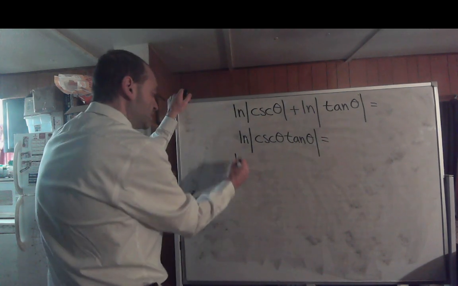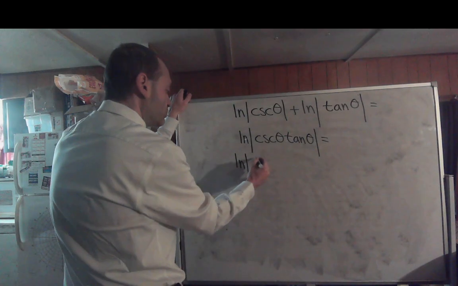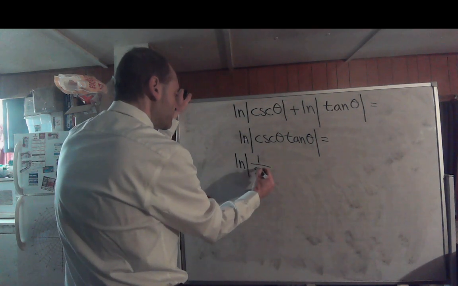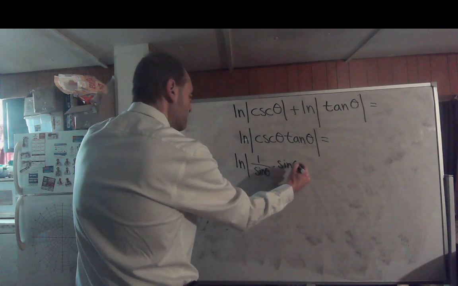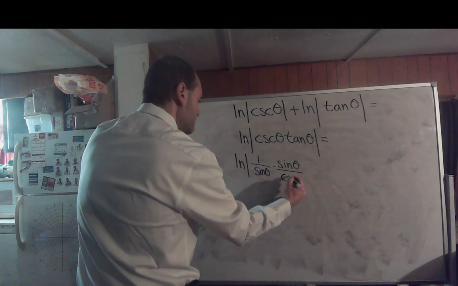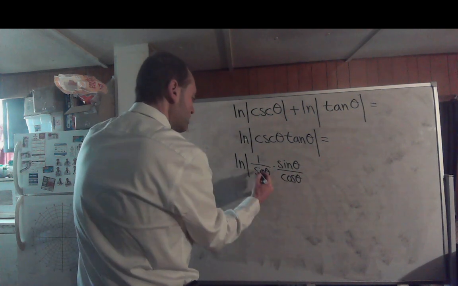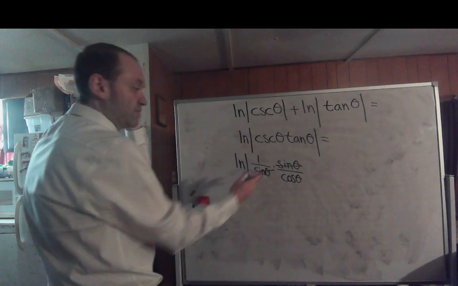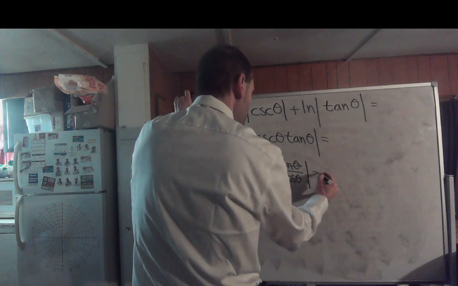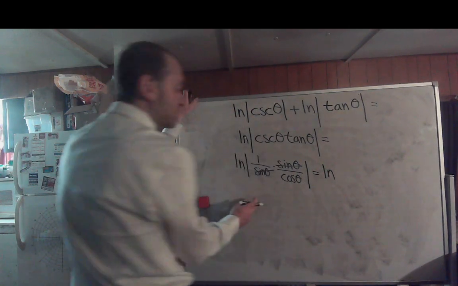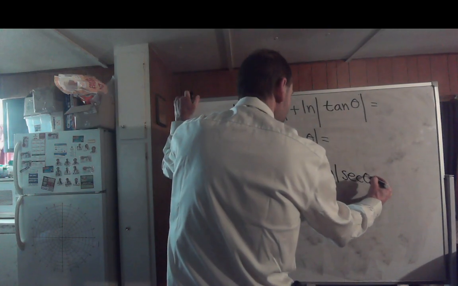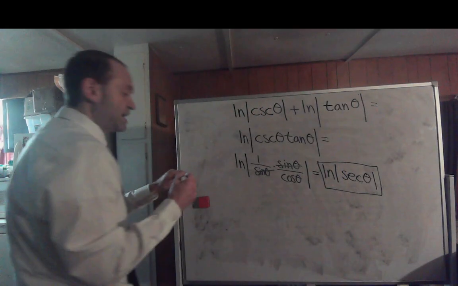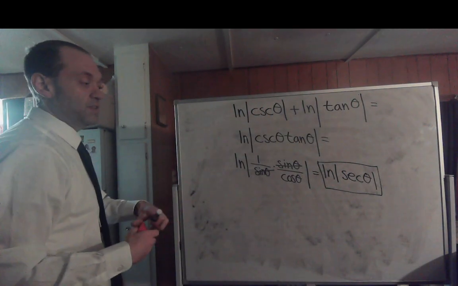Well, this would simplify into the natural log of 1 over sine of theta times sine of theta over cosine of theta. Your sines will cancel out, giving you 1 over cosine, which should mean this turns into the natural log of the absolute value of the secant of theta. So that should simplify into the natural log of the secant of theta.